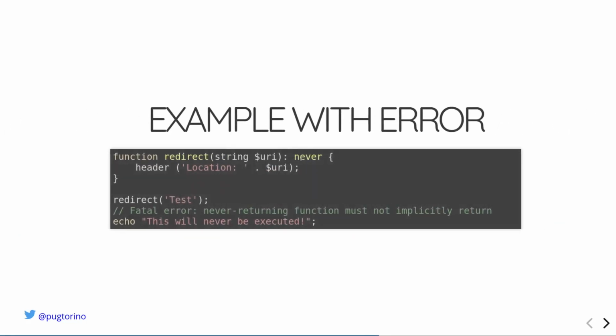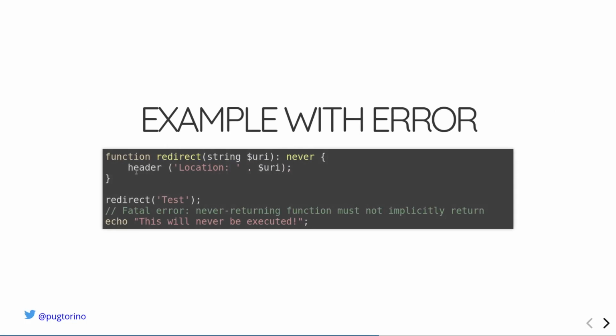So imagine that you have the same example, but you forgot to write exit in the function redirect, and you execute the redirect here. PHP will throw a fatal error saying, okay, look, you wrote that the redirect return type is never, but you didn't terminate the execution in the function. So you cannot use never here. If you want to use never, you have to use exit, die, or throw an exception here.